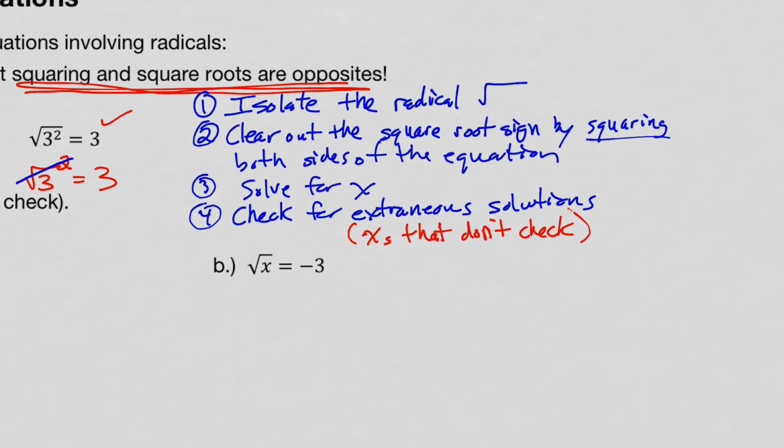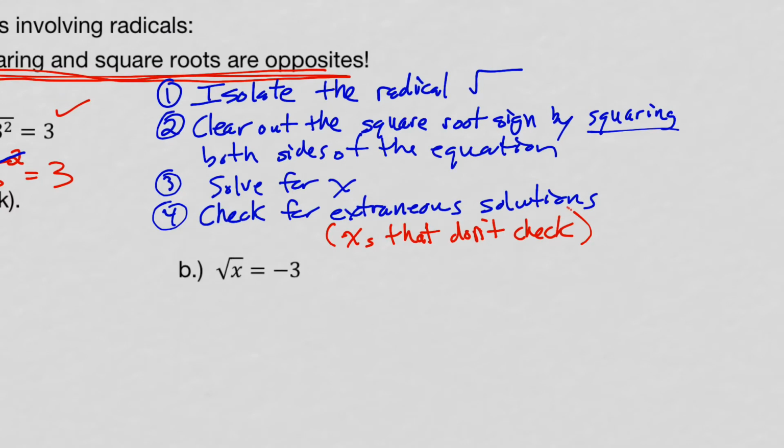So again, isolate the radical. Then square both sides. Solve for x and check for extraneous solutions.